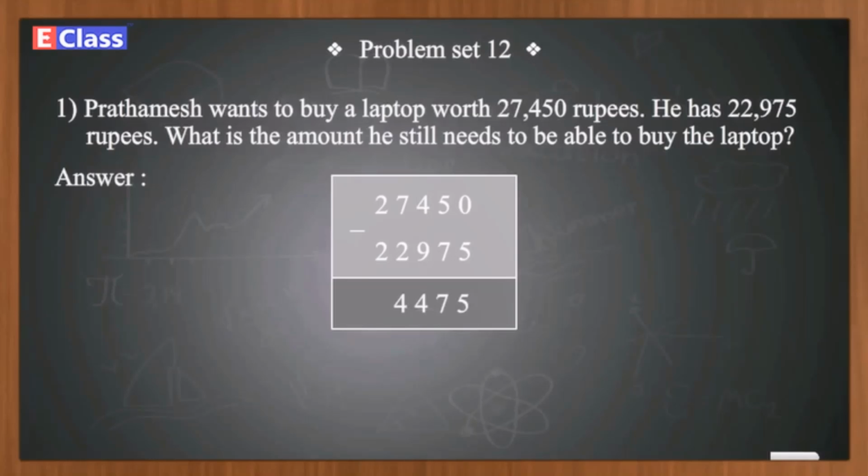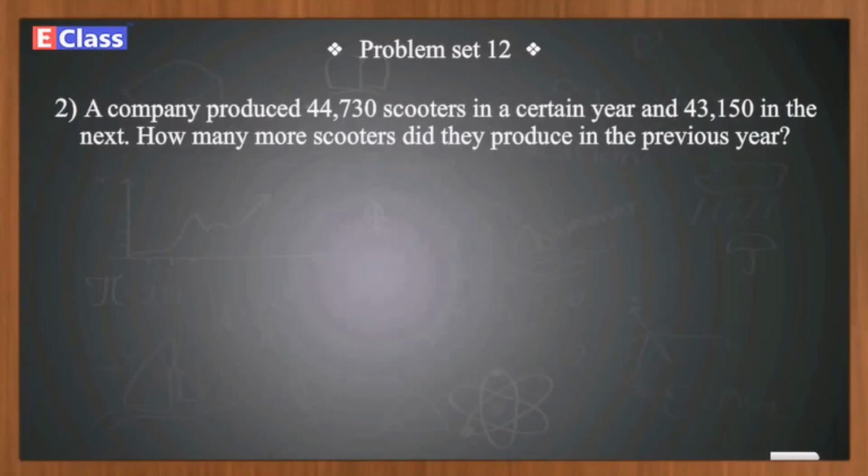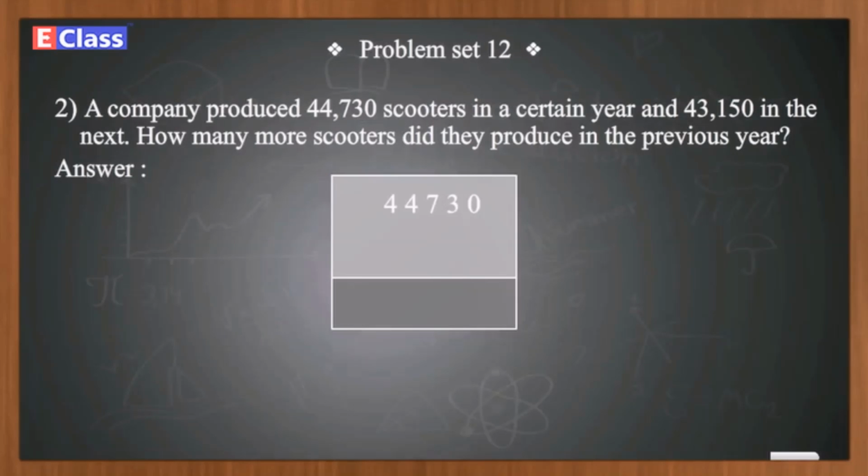2. A company produced 44,730 scooters in a certain year and 43,150 in the next. How many more scooters did they produce in the previous year? Answer. To get the answer of this problem, we have to subtract 43,150 from 44,730. The company produced 1,580 scooters more in the previous year.